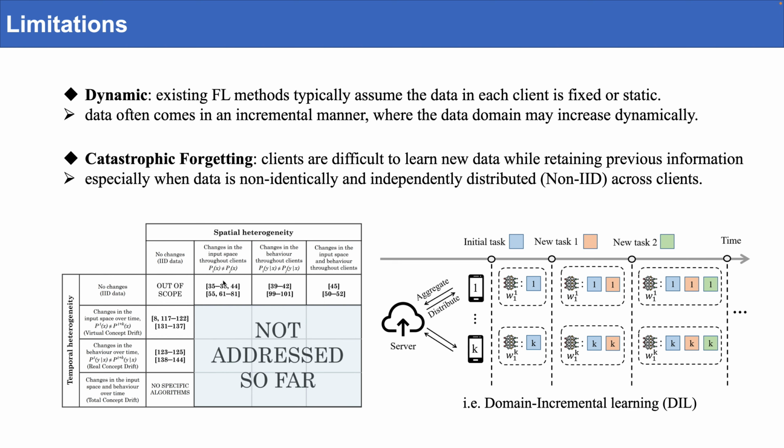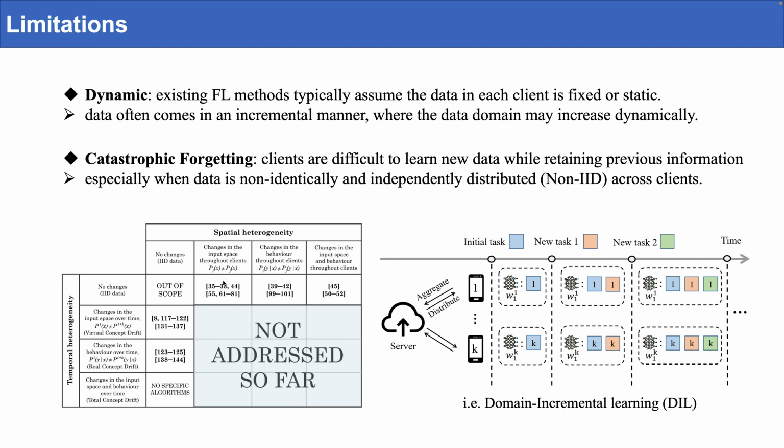Despite the advantages of federated learning and continual learning, several limitations exist. On one hand, current federated learning methods often assume that the data on each client is static. However, in real-world applications, data is typically received incrementally. On the other hand, a significant challenge is the difficulty in retaining previously learned information while learning new data, which is also known as catastrophic forgetting. This issue is exacerbated when the data is not identically and independently distributed across clients.